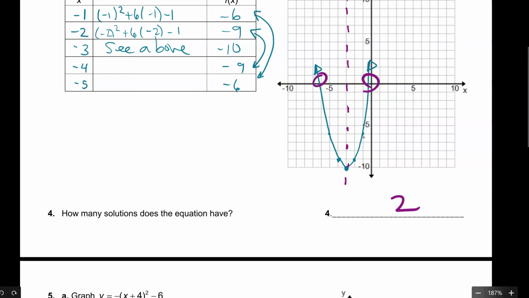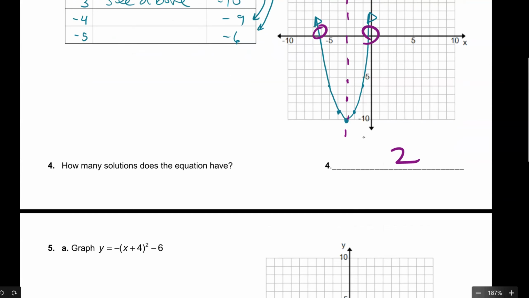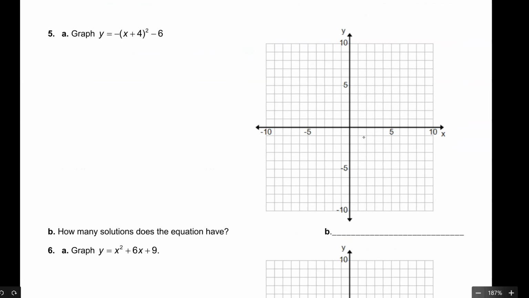Could there even be more than 2 if it's not a line? No, literally your options are none, 1, or 2. Those are the only 3 answers possible. I'm only talking about parabolas. All right, let's graph this.